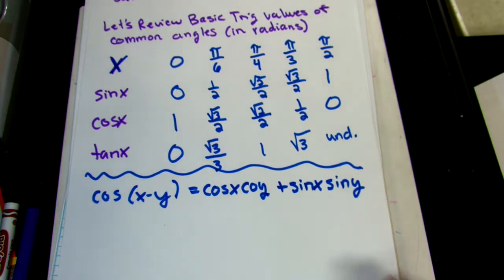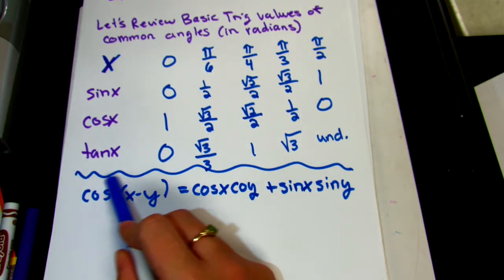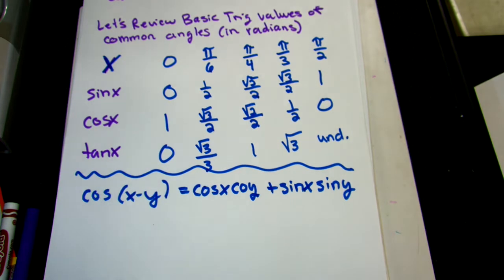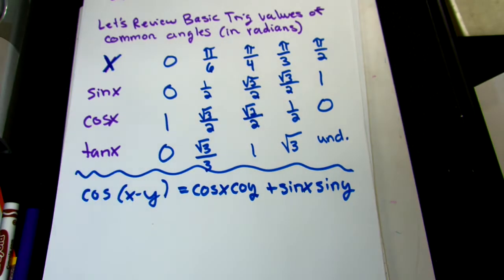Okay? And you're like, Miss Moss, why do we need to have this identity? Isn't that just cosine x minus cosine y? Well, that is technically not legal. You cannot just distribute a cosine, just like when we were dealing with logs. You couldn't distribute the log to what was in parentheses. You had to use other properties of logarithms. So the same thing with a cosine. You can't just distribute a cosine. It's actually an identity property.